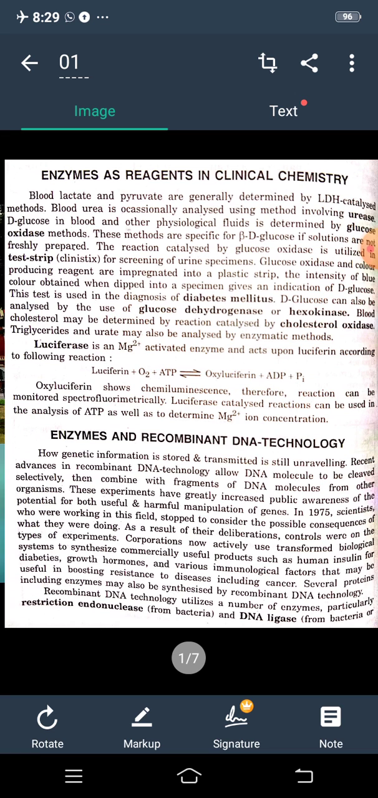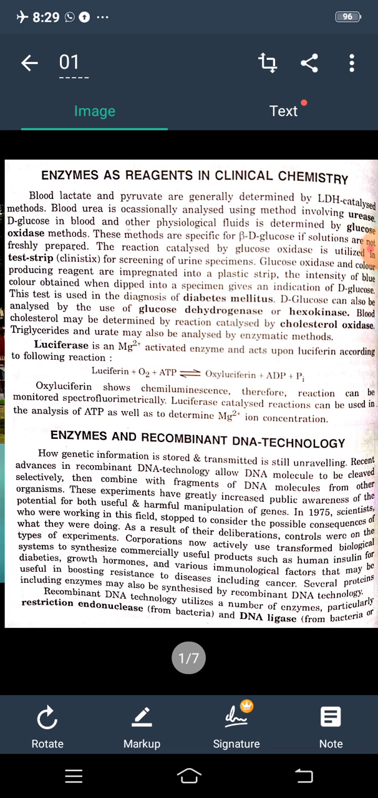For screening of urine specimens, glucose oxidase and color producing reagents are impregnated into a plastic strip. The intensity of blue color obtained when dipped into a specimen gives an indication of D-glucose. This test is used in diagnosis of diabetes mellitus. D-glucose can also be analyzed by the use of glucose dehydrogenase or hexokinase.